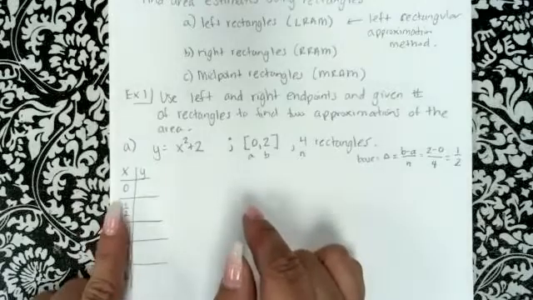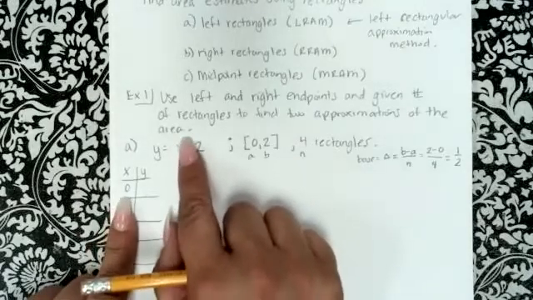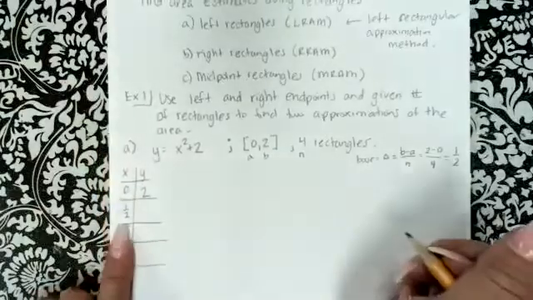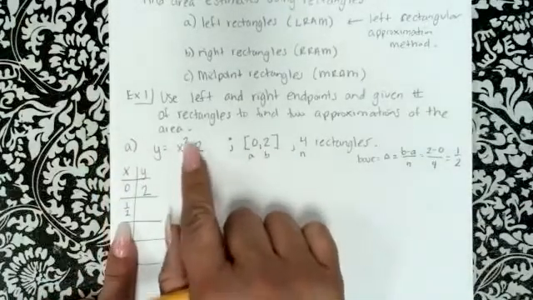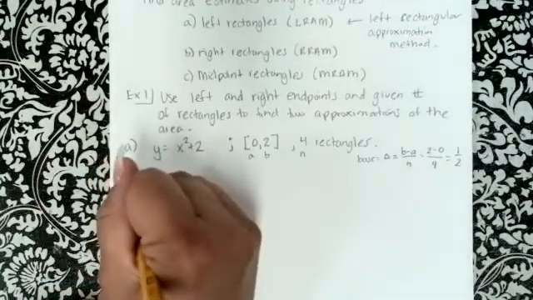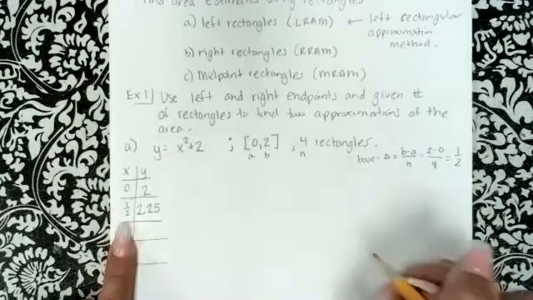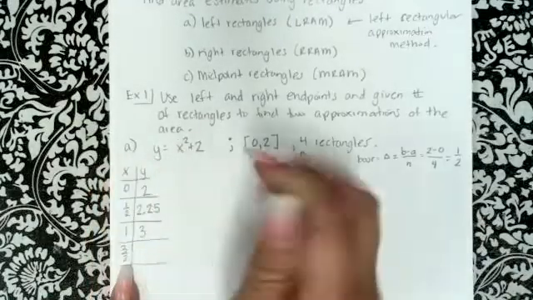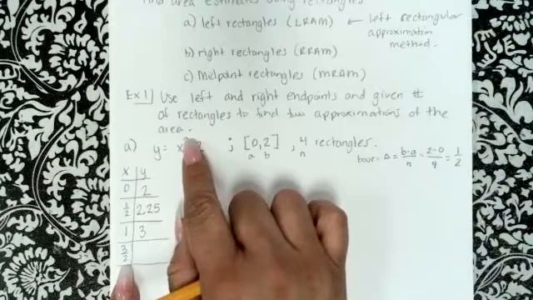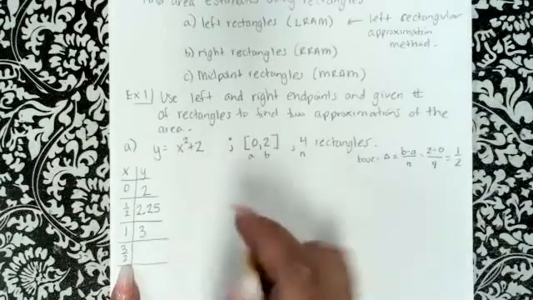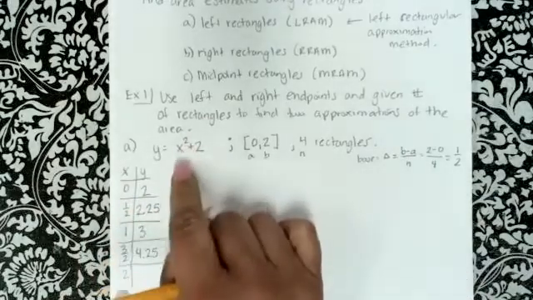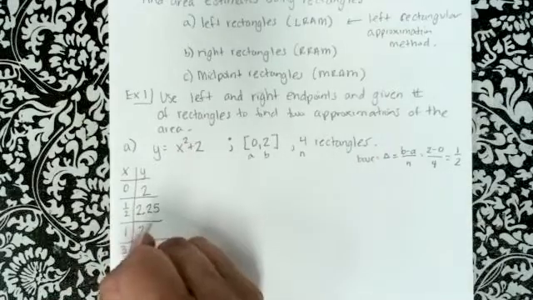I'm going to go ahead and plug in 0. So if I do 0 squared, that's 0 plus 2, which is a 2. If I plug in 1/2, 1/2 squared, that's 1/4 plus 2, which is going to be a 2.25. 1 squared is 1 plus 2 is 3. 3/2 squared is 9/4 plus 2 is going to be 4.25. 2 squared is 4 plus 2 is 6.